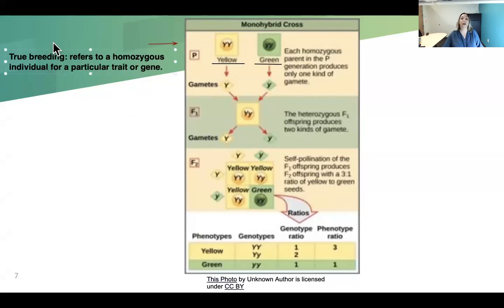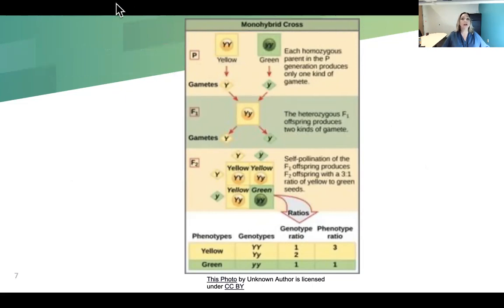True breeding refers to a homozygous individual for a particular trait or gene. In Mendel's experiments, he always started with true breeding plants in the parental generation. Now I'm going to go to the whiteboard to work out this cross.